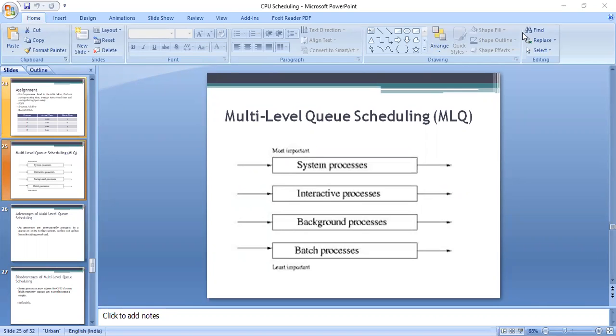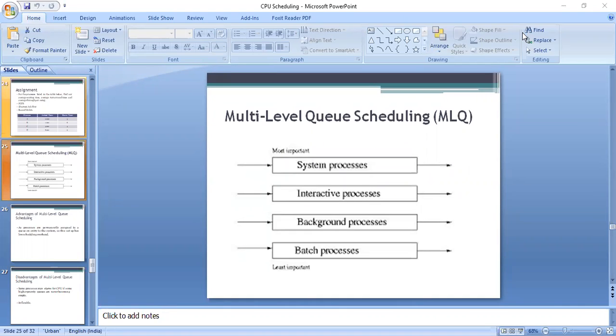The only thing to be considered here is that we have different priority for each level, right? So for system processes, these are considered the most important and the priority will be high. And we have another level like interactive processes, we have batch processes and background. So they have different levels of priorities.